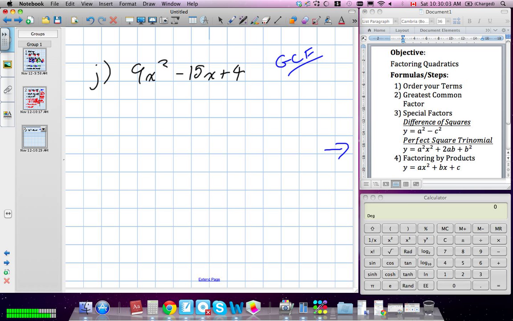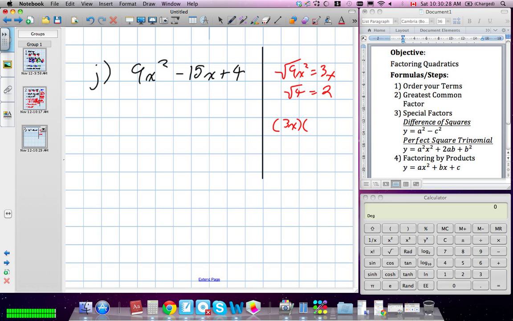9x squared gives me 3x and 4, 2. When we multiply them, what do we get? 6. So 3x times 2 times, what was the other one we had to multiply by? 2. 2, that's right. And that's what that little 2 in the formula is trying to tell you. Okay? What do we get? 12. Doesn't work.